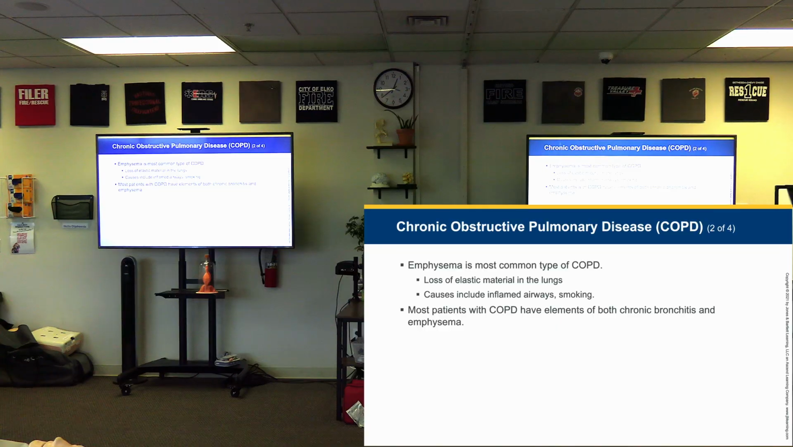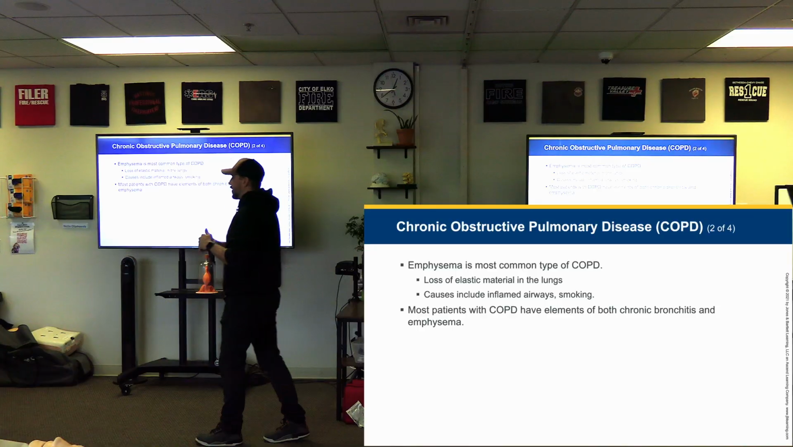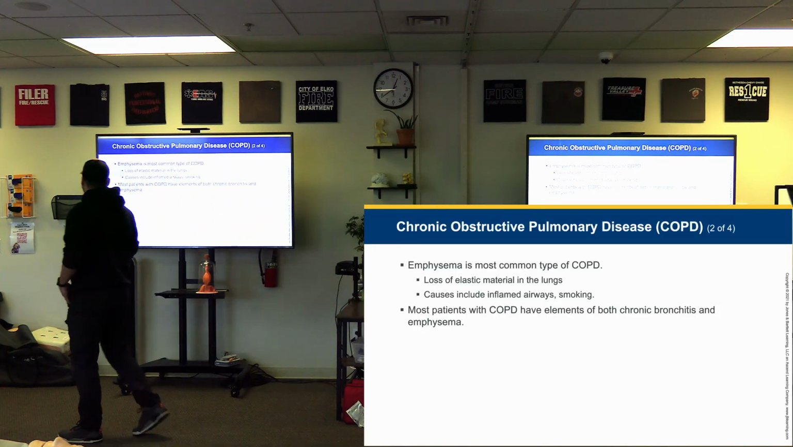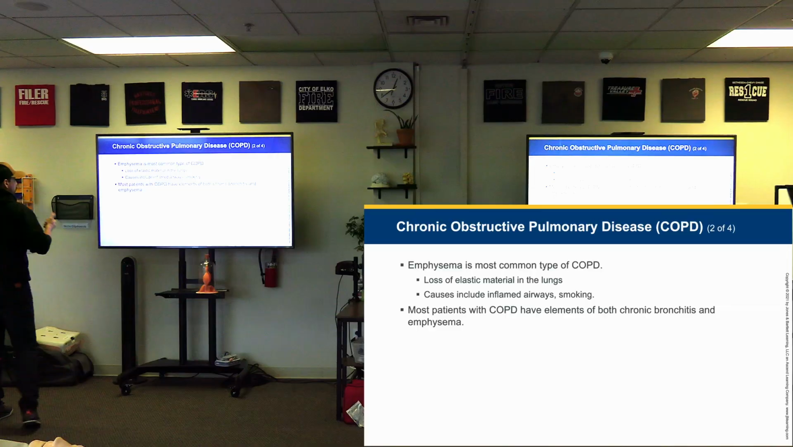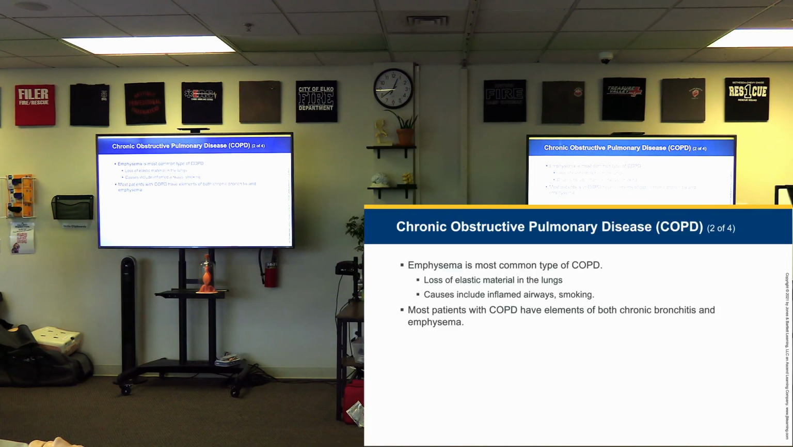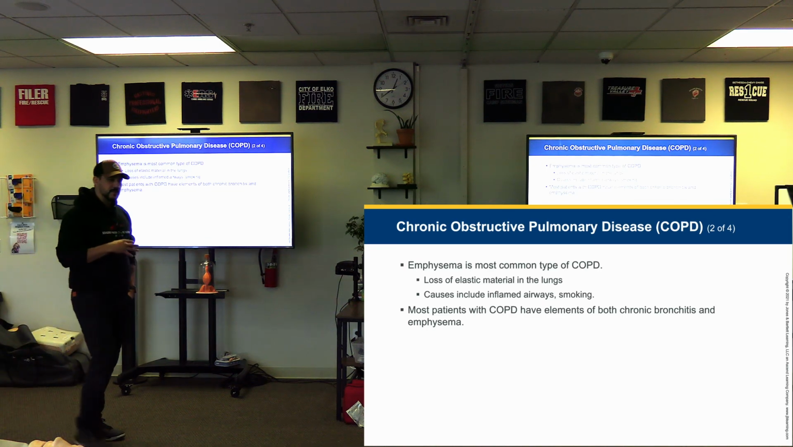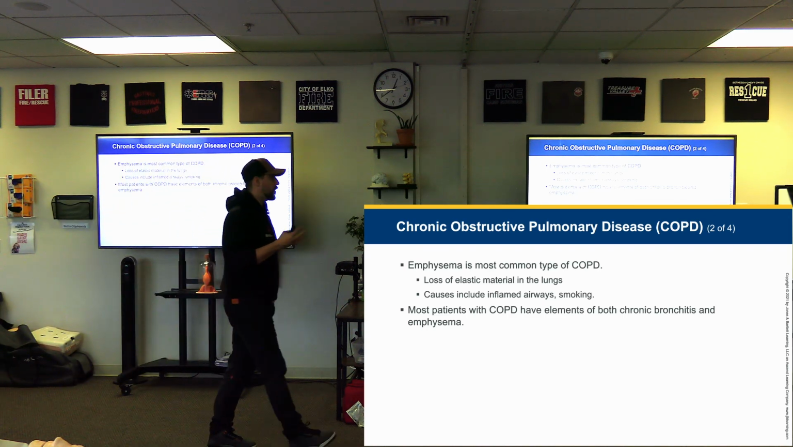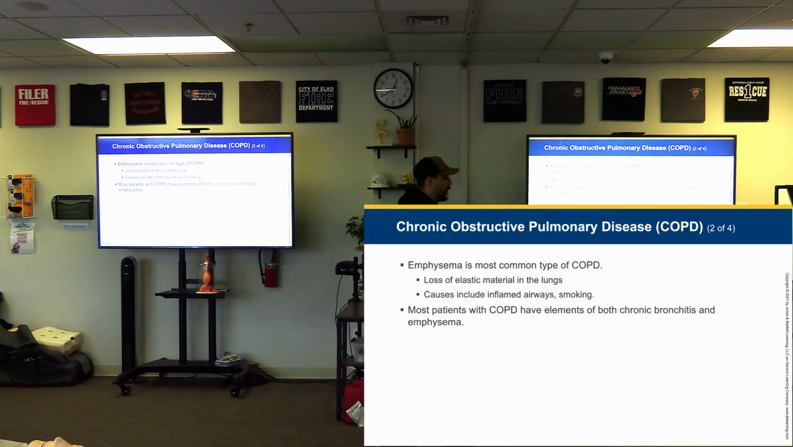Okay. Now, COPD is kind of what I call an umbrella diagnosis. It's an overarching description: this is COPD. Now, there's a couple of different things that fall under that COPD umbrella. Okay, the first one and the most common type of COPD is emphysema. So when I was talking about the grapes to grapefruit, that's emphysema. That's more of that side of it. Okay, so loss of elastic material in the lungs. So there's no rebound. They kind of just become a set in stone shell of their size. So causes include inflamed airways and smoking.